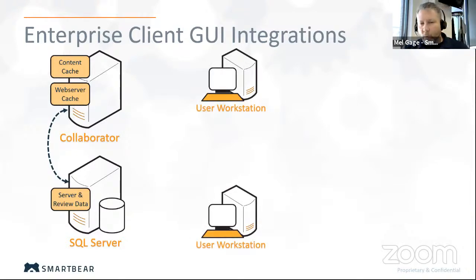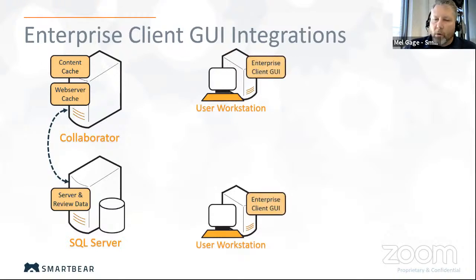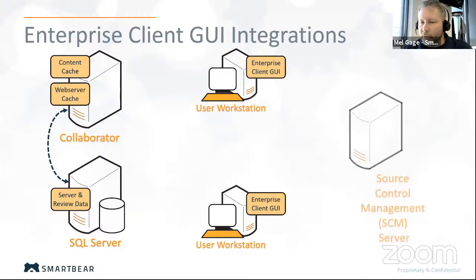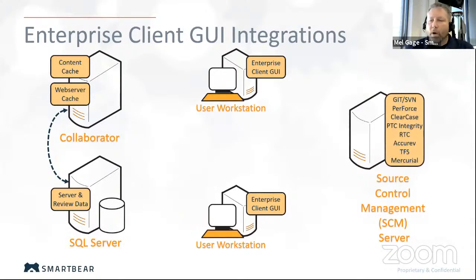So moving on with the client GUI integrations, we move to the user workstations. This is where everybody's doing their work, and we install the enterprise client GUI on the workstation itself. The client GUI is then used to map between the user workstations, Collaborator, and your source control management servers. And for the client GUI integration, this is just a handful of them, we support 11 integrations. So Git, Subversion, Perforce, ClearCase, PTC Integrity. All of this communication is done from the enterprise client GUI out to these source control management servers.